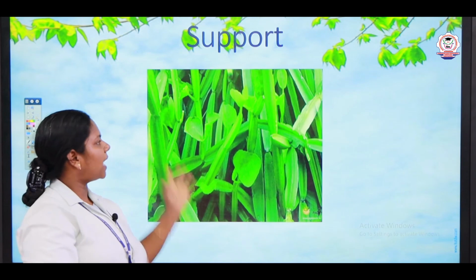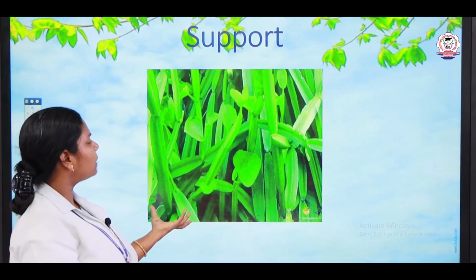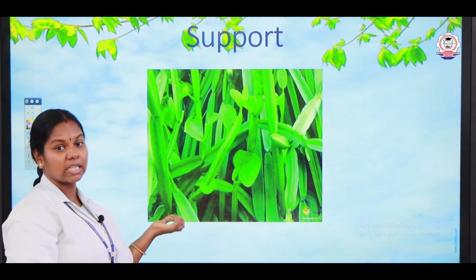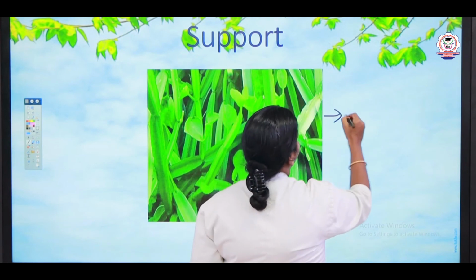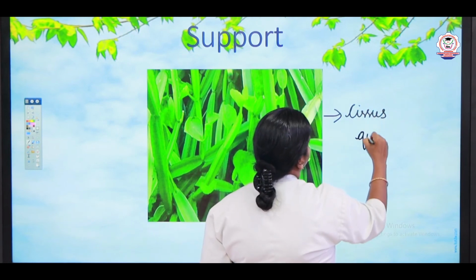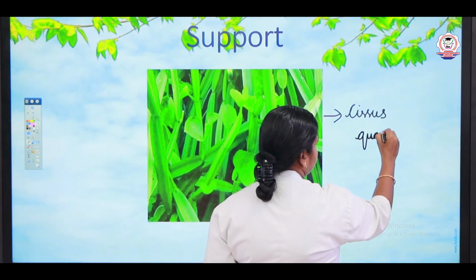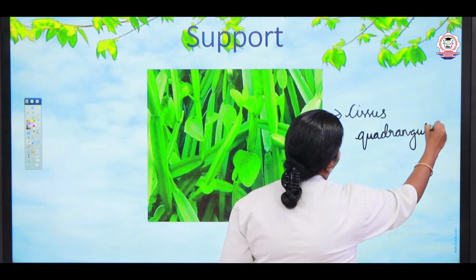Some plants, the stems are responsible for the support. What is this plant, children? Pirandai, we say in Tamil, right? And what is the scientific name of this? Cissus quadrangularis.